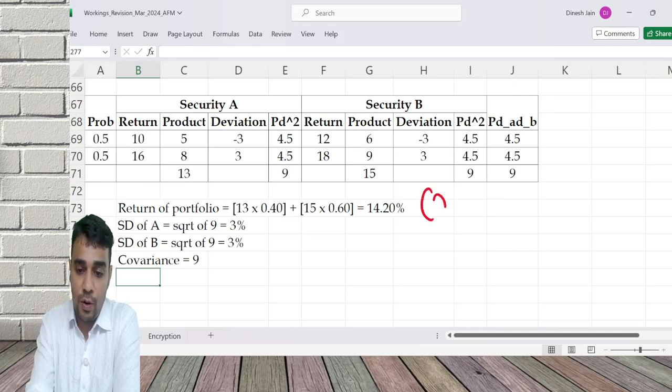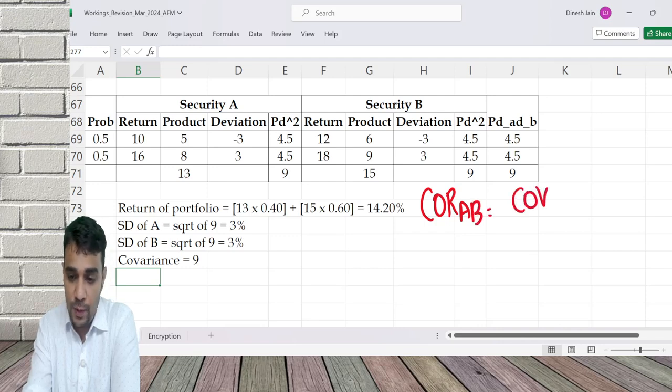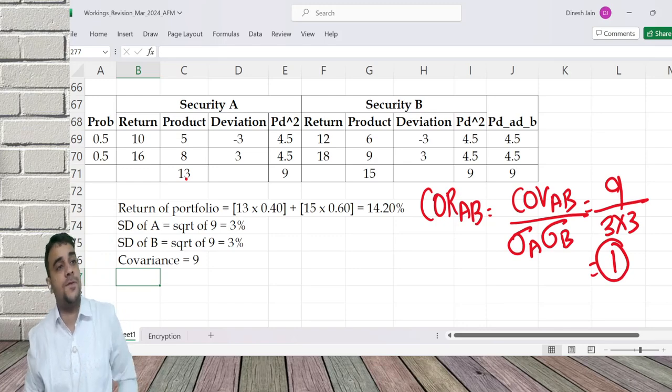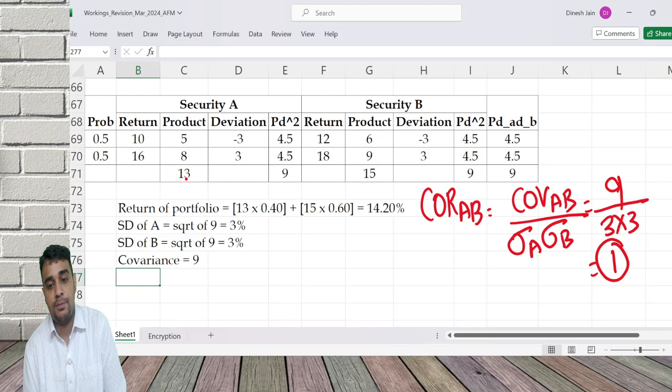Correlation coefficient. Correlation CORAB is equal to covariance AB divided by sigma A into sigma B, which is 9 divided by 3 into 3. This is called perfect positive correlation. Perfect positive correlation doesn't really help. Nothing much is going to be there. You cannot do anything in this company. No reduction in risk will be there. This is perfect positive correlation. Any doubts on this? What's the last thing?